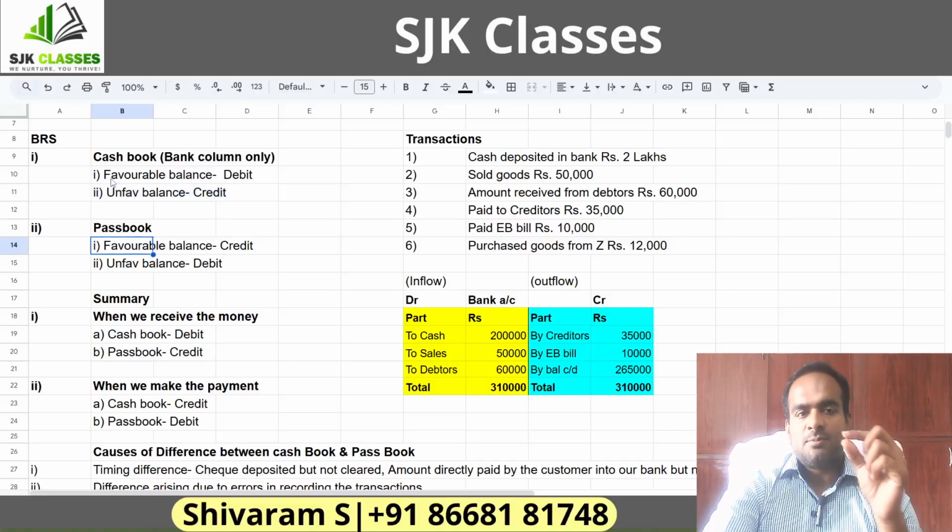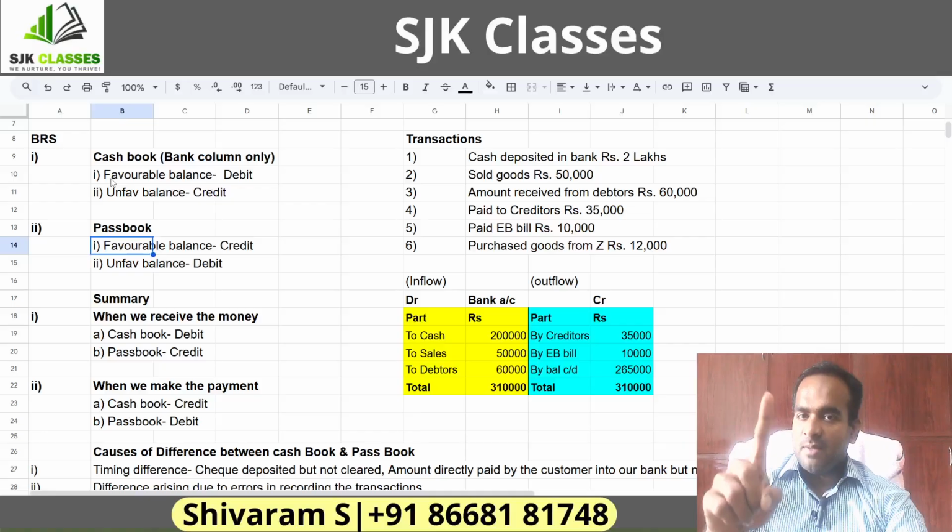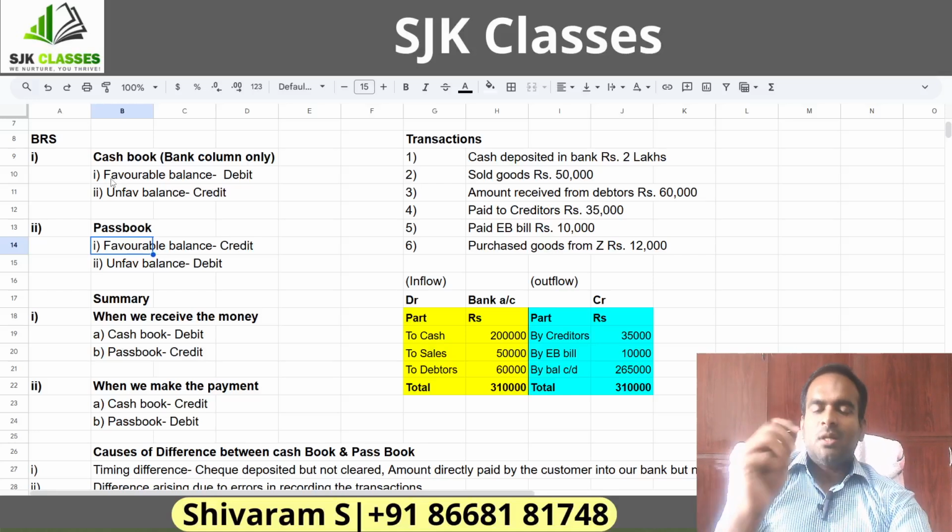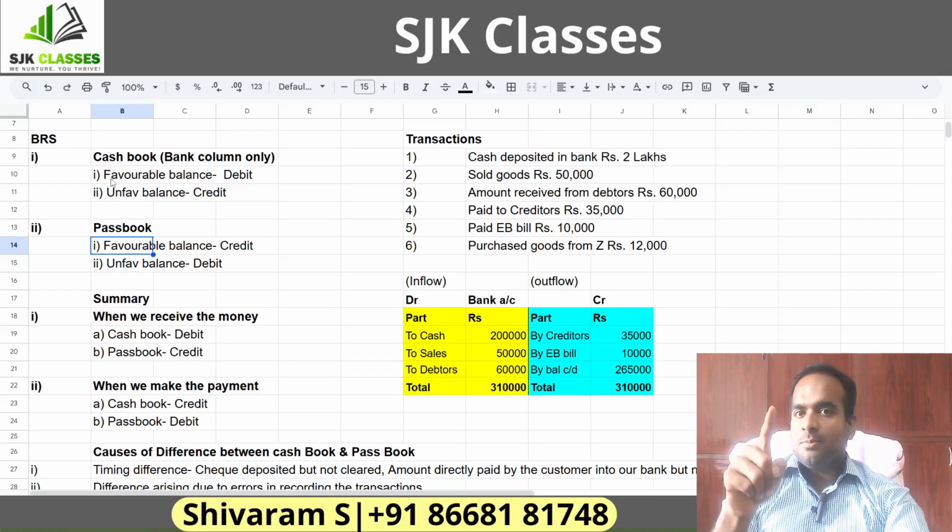Now let's look at the passbook. Passbook will be built in the opposite way. Passbook, favorable means credit, unfavorable means debit. Actually, what is the logic for this? See, what happens is the cash book is built from our perspective, but who is giving us the passbook? Passbook is given by the bank.